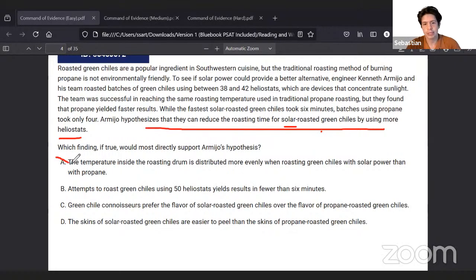B: Attempts to roast green chilies using 50 heliostats yield results in fewer than 6 minutes. That seems strong, right? Because that would show that it's going faster than the 6 minutes when they were using between 38 and 42 heliostats. C: Green chili connoisseurs prefer the flavor of solar roasted. Okay, that's about preferring the flavor and comparing solar to propane. And D: The skins of solar roasted green chilies are easier to peel than the skins of propane roasted green chilies. So again, that is not going to be it. We are at B, right?